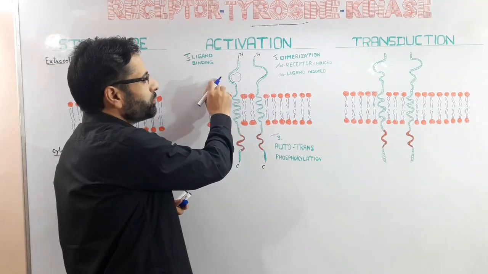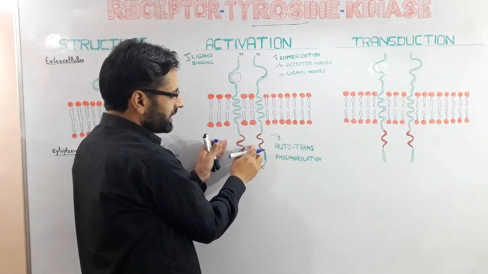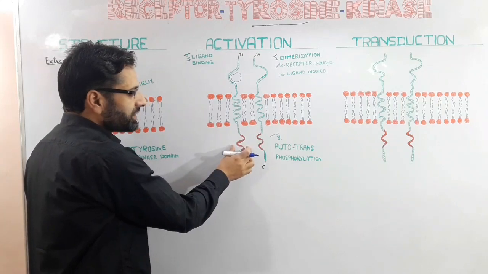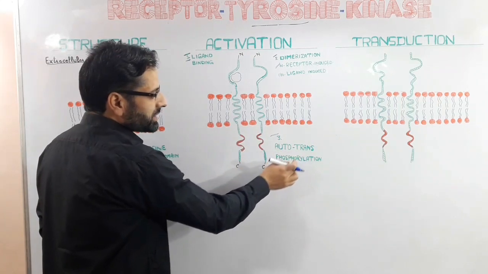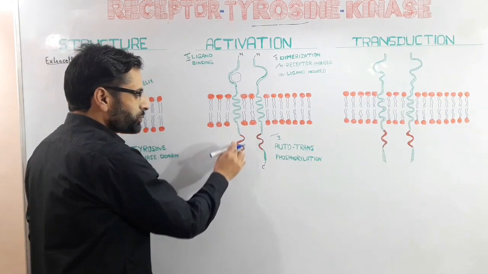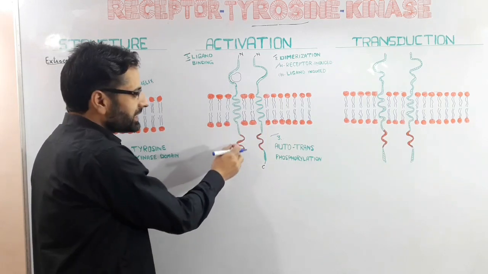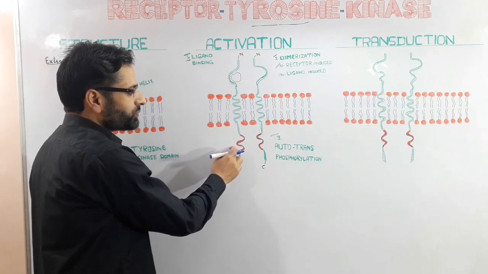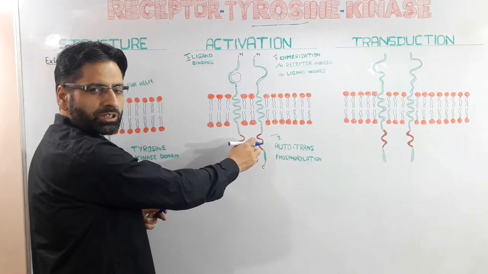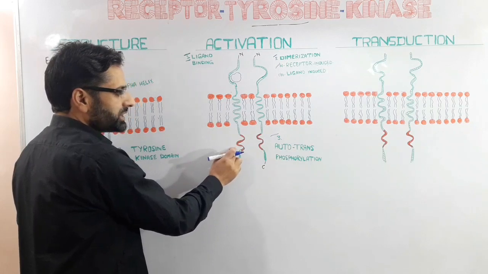This signaling molecule binding, conformational change induced dimerization will increase the tyrosine kinase activity of the tyrosine kinase domain, and this increased activity will cause autophosphorylation. That is, the tyrosine amino acids present in the polypeptide chain on the cytoplasmic side will get phosphorylated. This kinase domain will phosphorylate the tyrosine amino acids present in the polypeptide chain of this receptor, and simultaneously this domain will phosphorylate the tyrosine amino acids present on this chain.